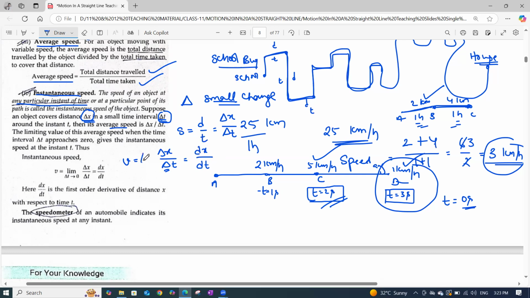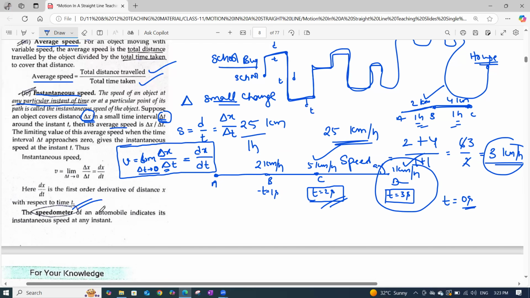Next, we are applying limits to that, limiting time value to 0. Why we are limiting time value to 0? Because we are finding speed at a particular time. At particular time, time will be 0. So this will be the formula for instantaneous speed. So speed is equal to delta x by delta t, limits delta t to 0. We are limiting it to 0. So that is equal to dx by dt, like that.